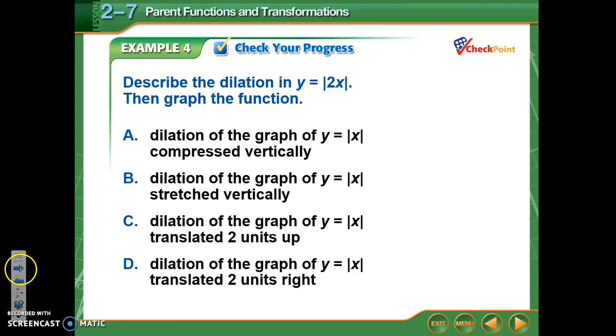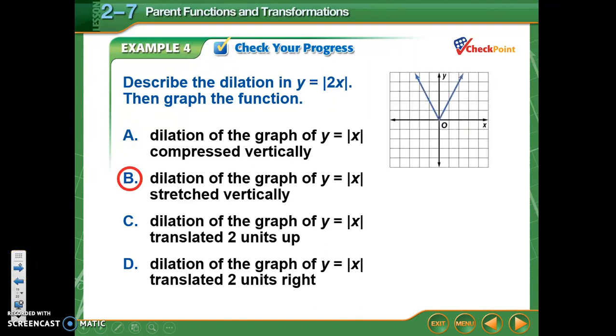Try this one. Okay, so notice this time this is different than the last one because the 2 that I'm multiplying is inside my absolute value. According to the chart at the beginning, it's a dilation, and when I multiply inside by a 2, it's going to stretch my graph by 2.